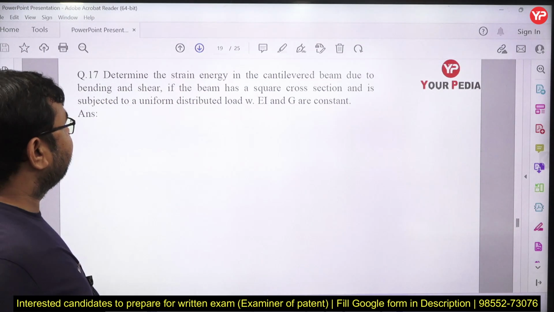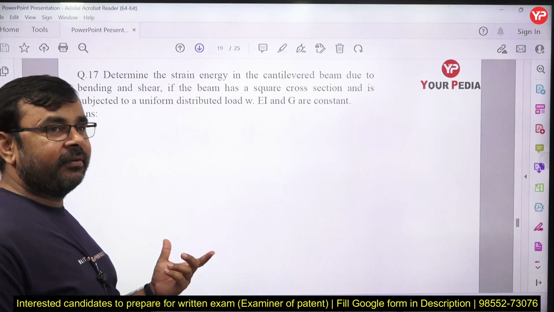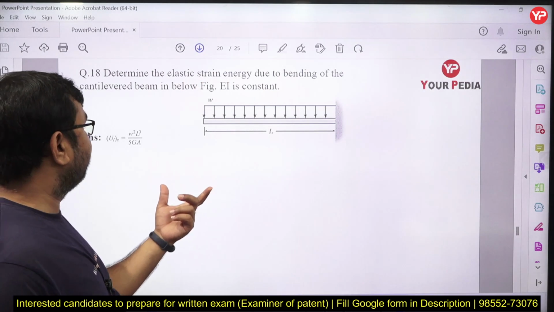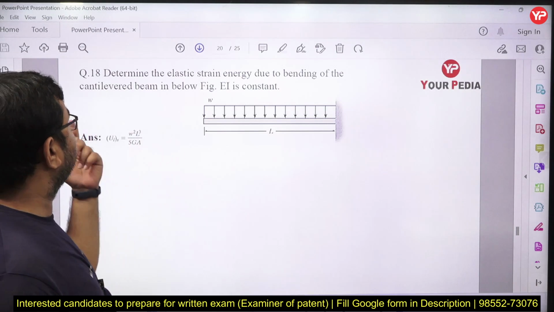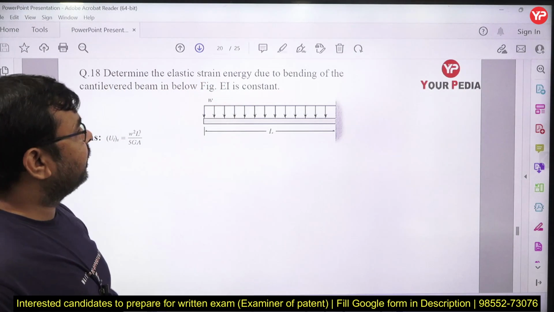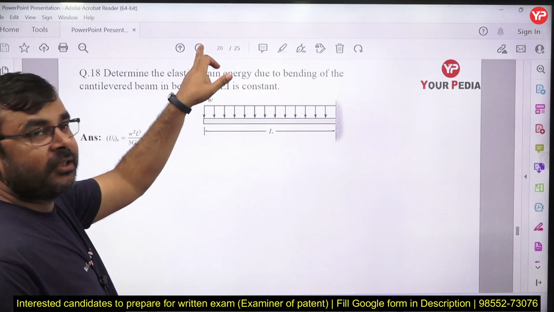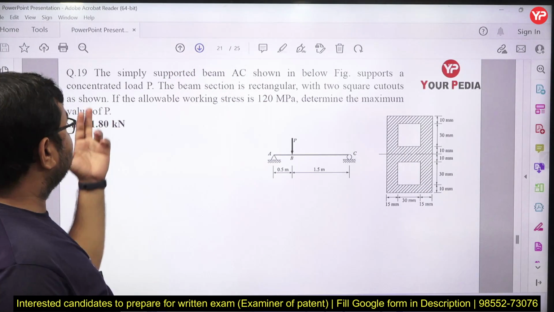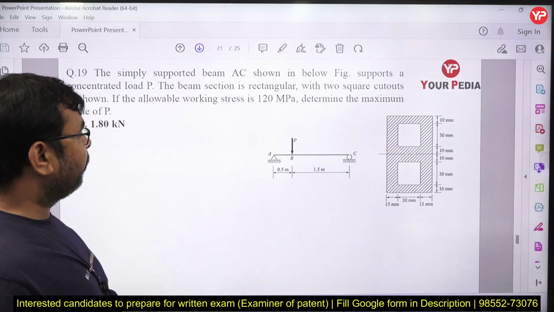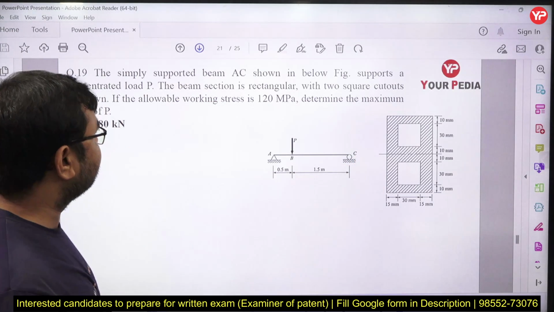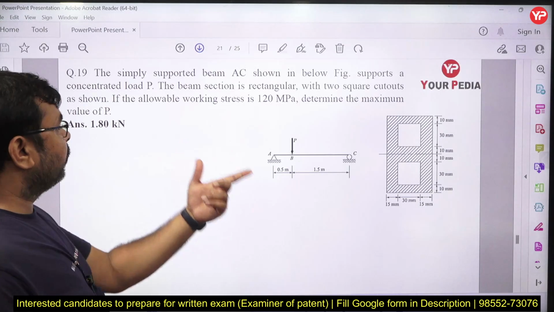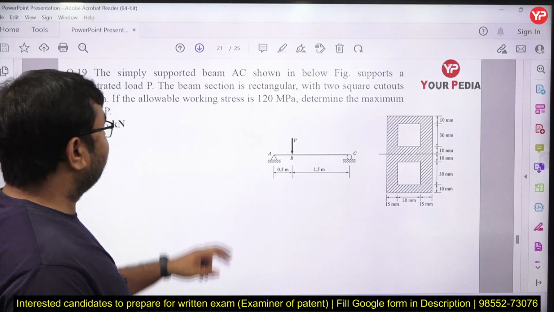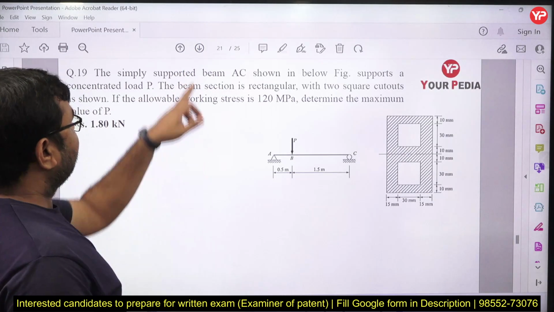And now you can see, determine the strain energy. Yes, so here I am covering some questions from strain energy, correct. And here you also need to calculate a strain energy due to this uniformly distributed load on the cantilever beam. And now you can see here we have a simply supported beam whose cross section is looking like this. So here we need to determine how much maximum load this beam can resist before failure, correct.